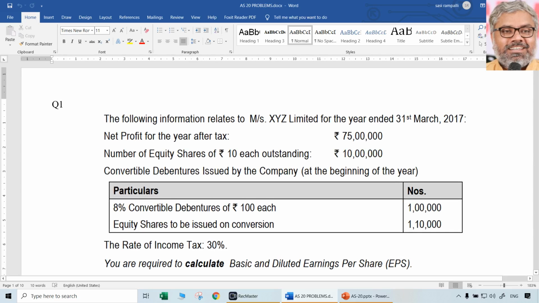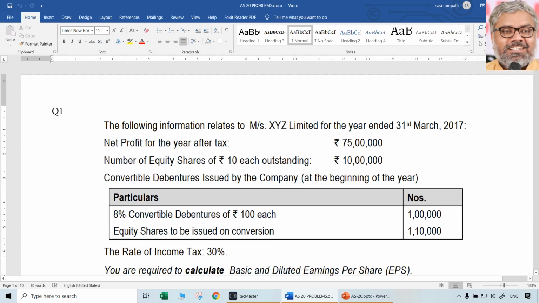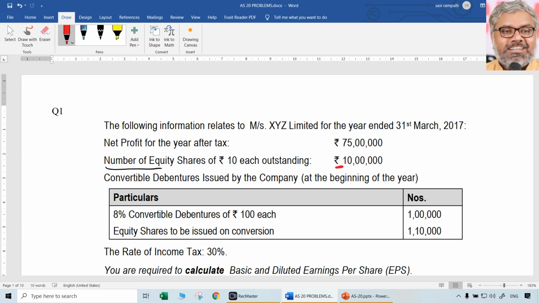So let us take the problems one by one. Question number 1. The following information relates to Messrs. XYZ Limited for the year ended 31st March 2017, and net profit for the year after tax is 75 lakhs rupees. Number of equity shares of 10 rupees each outstanding is 10 lakhs rupees. That doesn't make sense. Which means 1 lakh. This rupees symbol is not supposed to be here. When you say number, this should not be there.